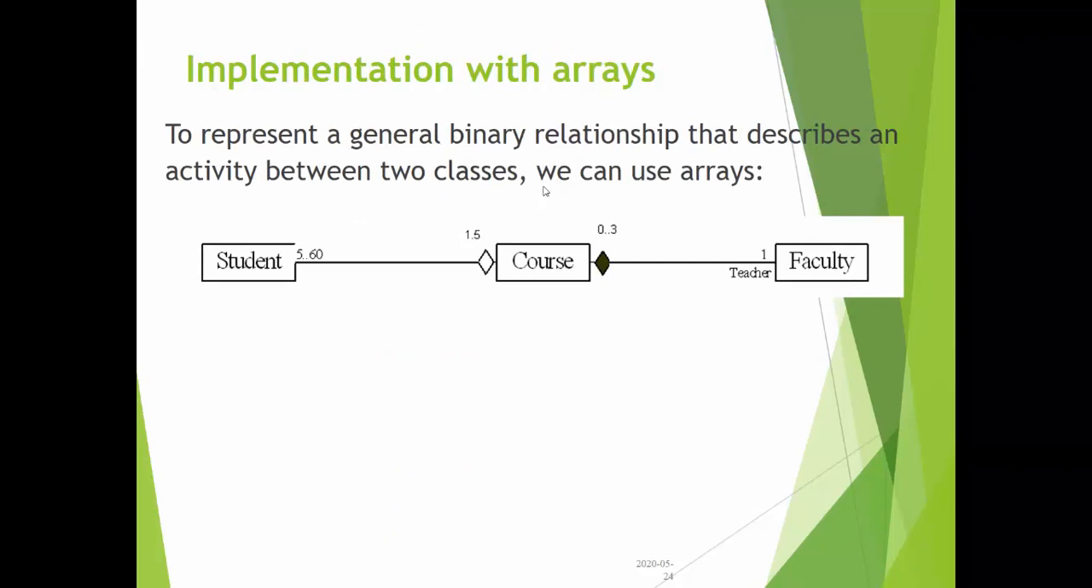In some situations, the implementation requires using arrays. For example, to represent a general binary relationship that describes an activity between classes, we can use arrays as the following. A student could have from 1 to 5 courses, but a course has from 5 to 60 students. The course has one faculty or teacher, but a faculty can teach from 0 to 3 courses at the same time.